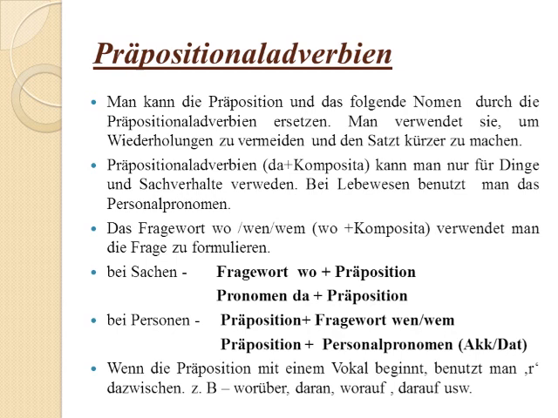As mentioned before, for living things, to form the prepositional adverb, the respective personal pronoun is used instead of the composita. Therefore, we will use preposition plus personal Pronomen, that is preposition plus personal pronoun in accusative, dative or genitive case as per the case of the sentence. Wenn die Präposition mit einem Vokal beginnt, benutzt man R dazwischen. For example, worüber, daran, worauf, darauf und so weiter. So, please note that the R is added between da plus preposition or wo plus preposition in case the preposition begins with a vowel.